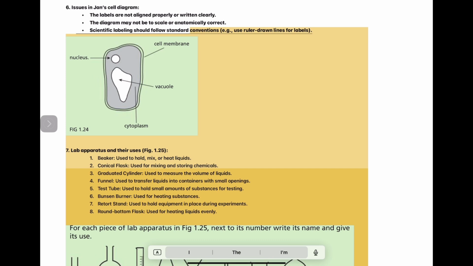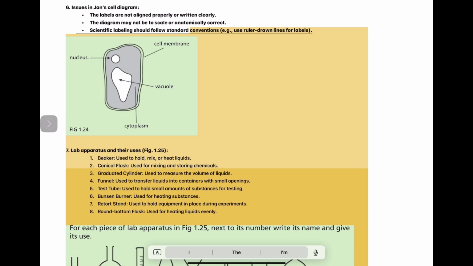7. Lab apparatus and their uses. Figure 1.25. 1. Beaker, used to hold, mix, or heat liquids. 2. Conical flask, used for mixing and storing chemicals. 3. Graduated cylinder, used to measure the volume of liquids. 4. Funnel, used to transfer liquids into containers with small openings.